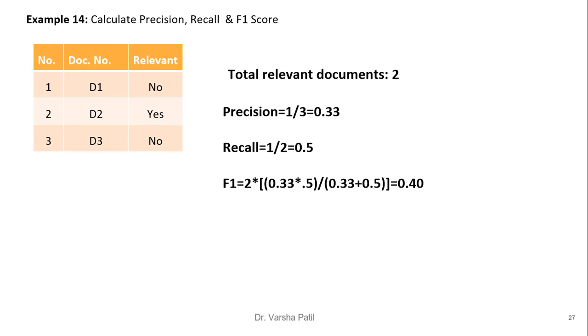Again, the next example is also easy. Here 3 documents are given, with their relevance information, and this information is required because when we calculate the recall we require the total number of relevant documents present in the system. So the total number of relevant documents is 2, and only one relevant document is retrieved out of 3, so precision is 1 by 3 and recall is 1 by 2, and we can easily calculate the F score.